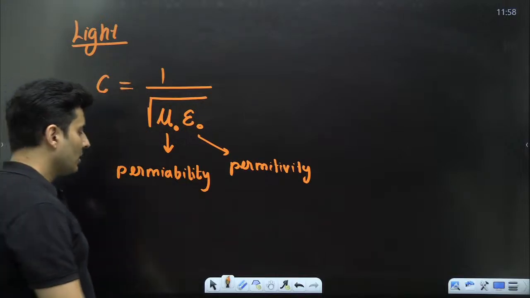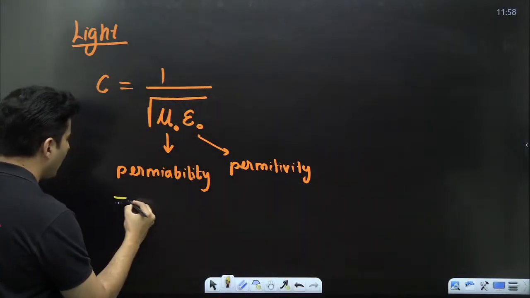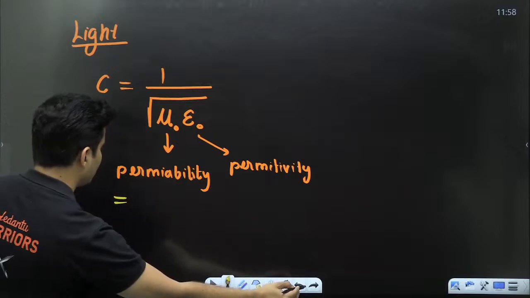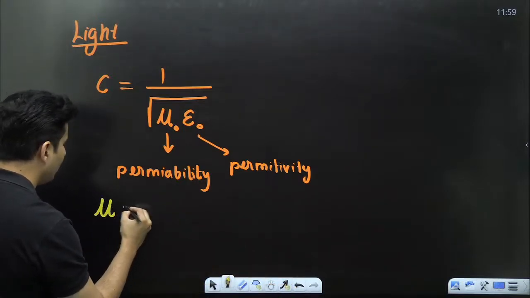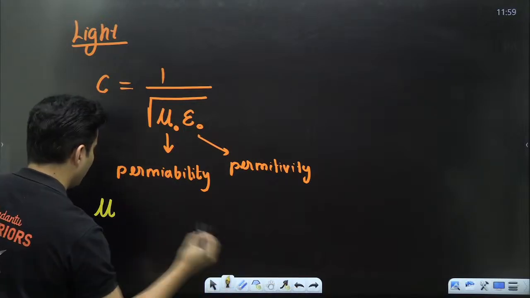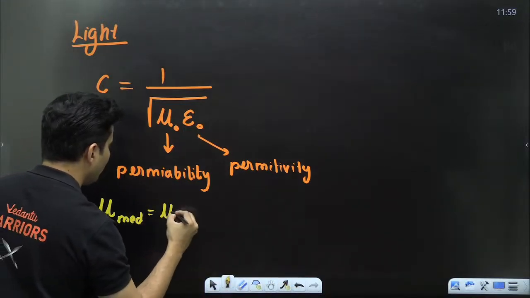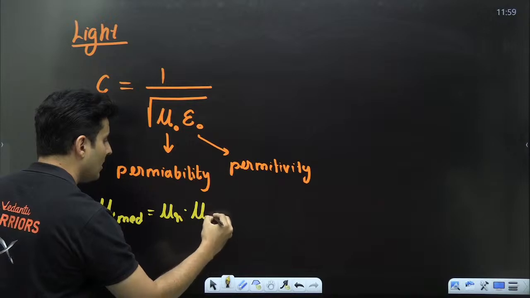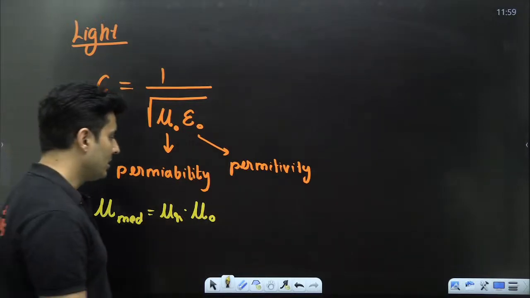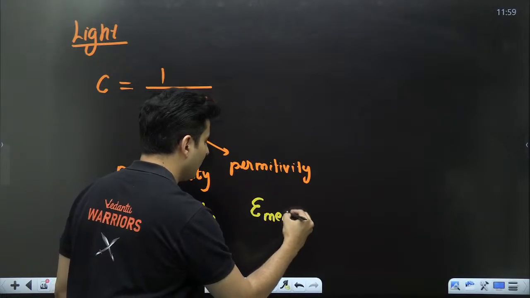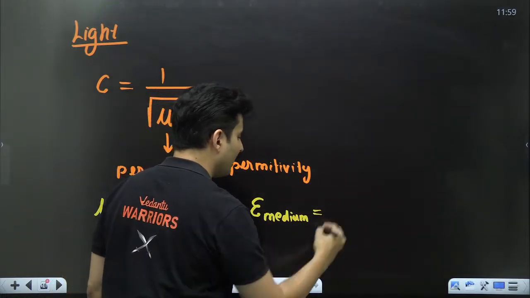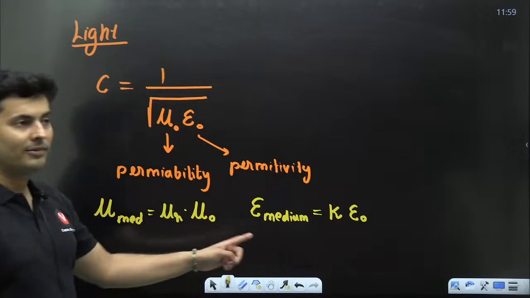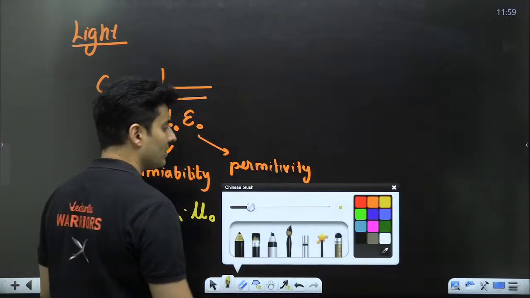Keep this in mind. So this permeability can become your relative permeability. You can write it like this actually. Permeability of any medium is a relative permeability, right, into the permeability of free space. Similarly, permittivity of any particular medium is nothing but your dielectric constant, into permittivity of free space. So that is how this formula works.